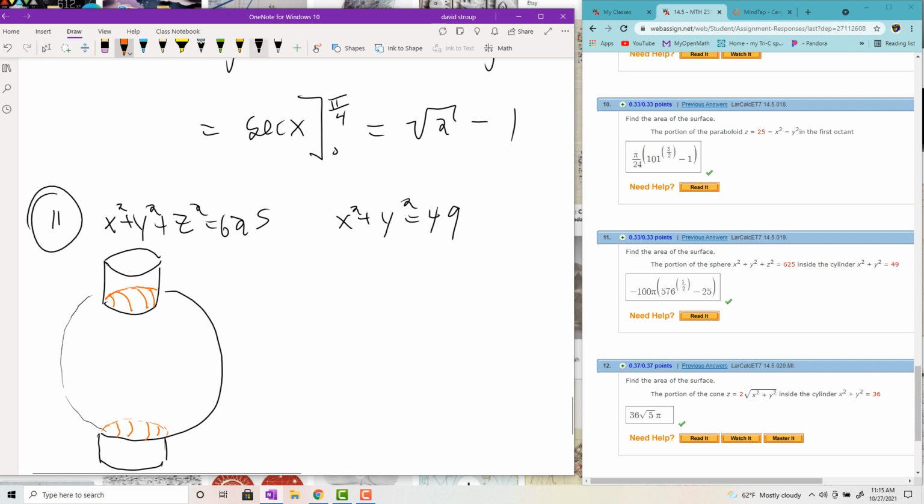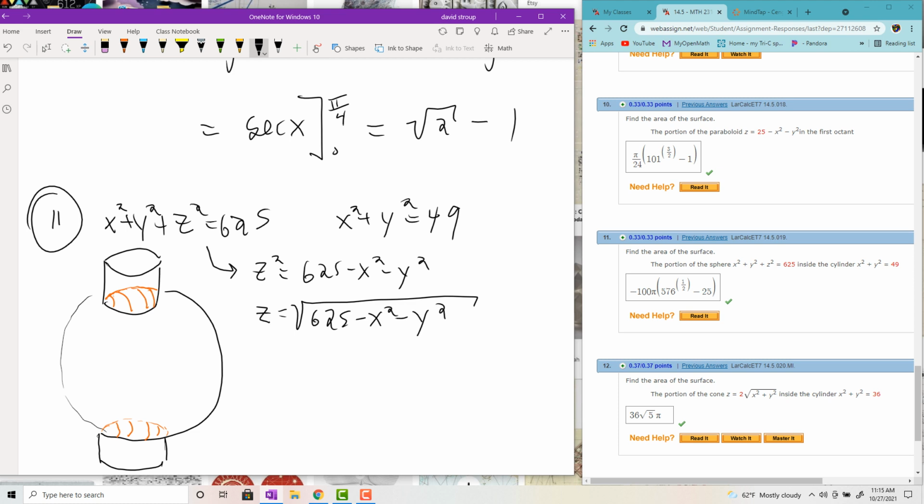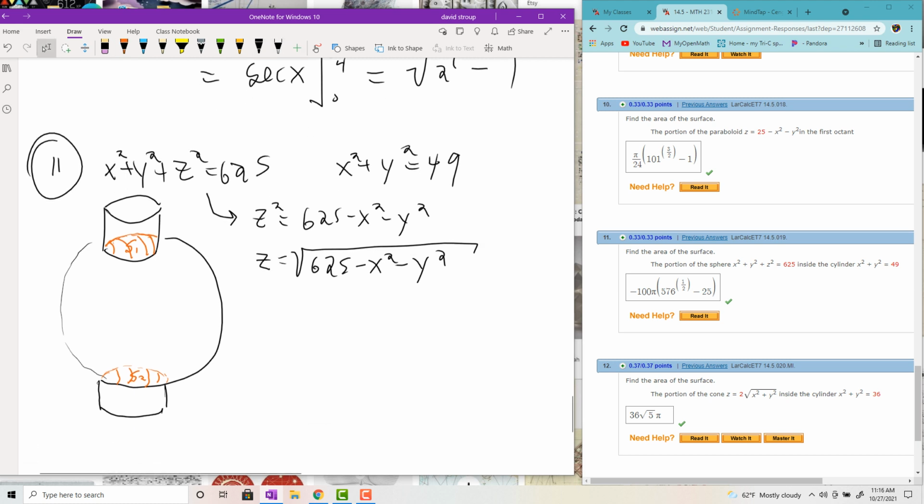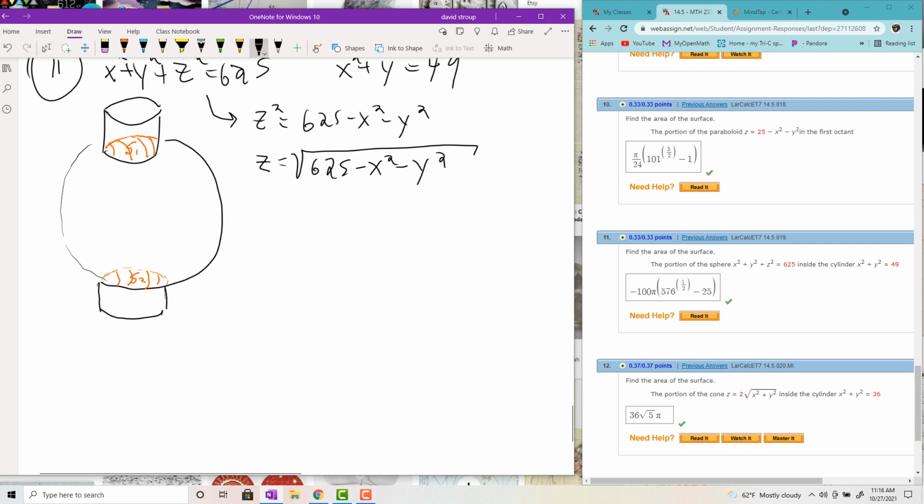So this is one of those ones where you have to split it in half and use symmetry, because I always need that formula for f of x in terms of f of xy. So z squared is 625 minus x squared minus y squared, and then z will be plus or minus the square root, but I'm just going to multiply my integral by 2 in order to get the other surface area. So there's surface area 1 here and then surface area 2. I'm only going to be able to get one of those because of the way we had to form our function f of xy.